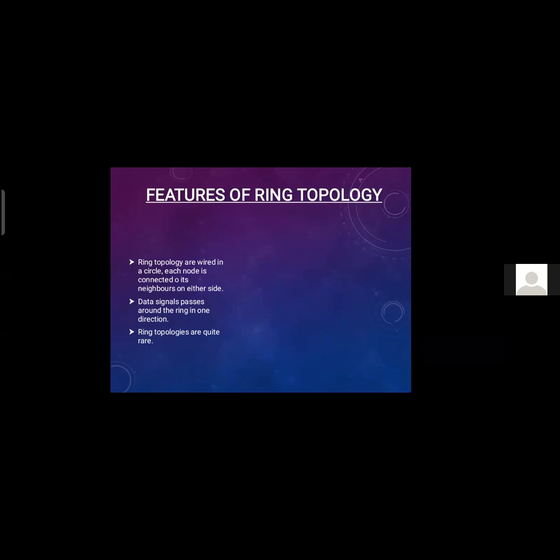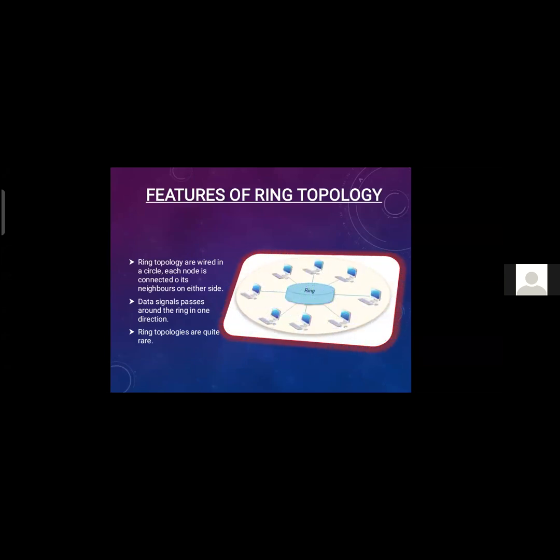Features of ring topology. Ring topologies are wired in a circle. Each node is connected to its neighbors on either side. Data signal passes around the ring in one direction. Ring topologies are quite rare.